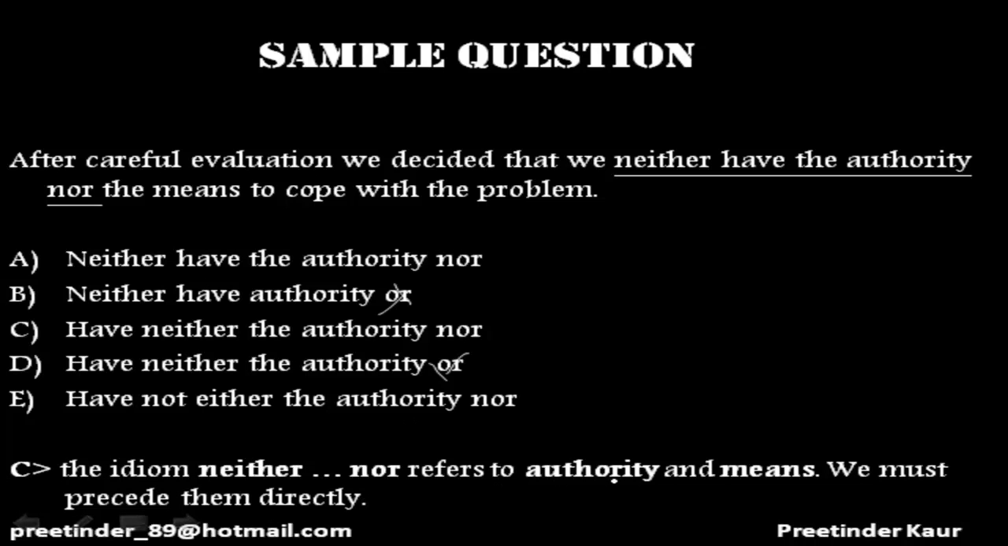Neither A nor B. It refers to authority and means, so we must precede them directly. We have is, you can take it to be common, neither the authority nor the means. So we don't have this to cope with the problem.